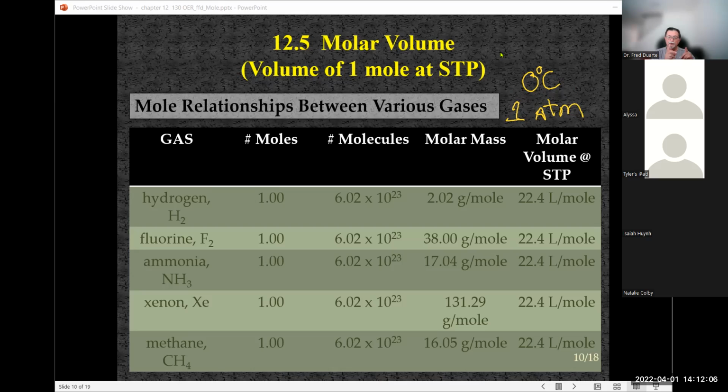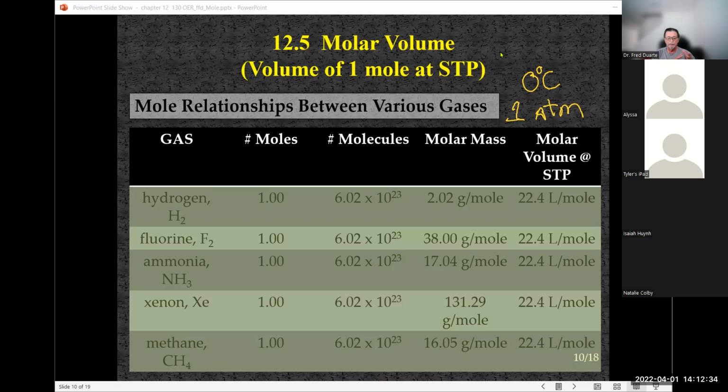So only, and I repeat, only under these conditions, the following is true. And this is only for gases. Okay? If the problem does not say STP or say 0 degrees or 1 atmosphere, you can't do any calculations. The answer is, I can't calculate it, not enough information. Okay, so only at STP and only for gases.